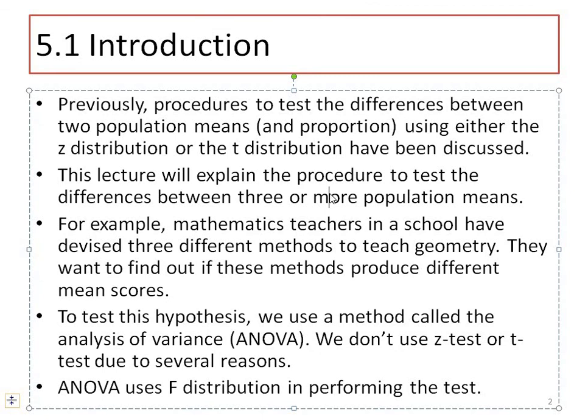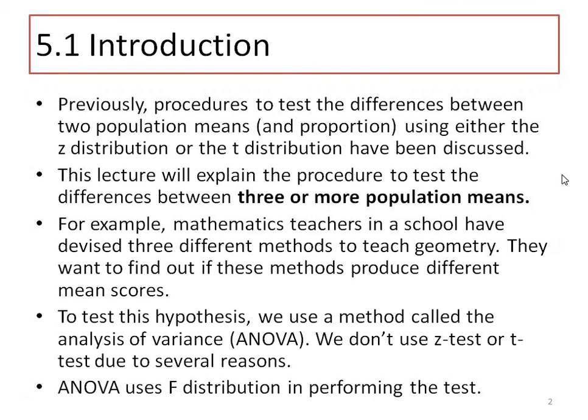This chapter will explain the procedure to test the difference between three or more population means. Previously, for the Z distribution and T distribution, we compared one or two population means. But today, we will compare three or more population means. For example, mathematics teachers in a school have decided on three different methods to teach geometry. They want to find out if these methods produce different mean scores.